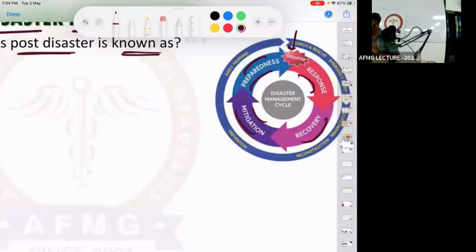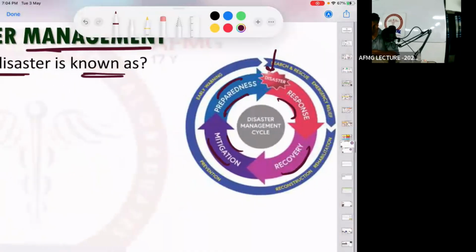Mitigation and preparedness. After a disaster strikes, natural or man-made, the first thing to be done is search and rescue, and the next is emergency relief. In the 0 to 6 hours, the patient would be rescued from the position. From 6 to 24 hours, they will be given medical relief. After 24 hours, immunization and rehabilitation will start. No issues with this? I hope so.